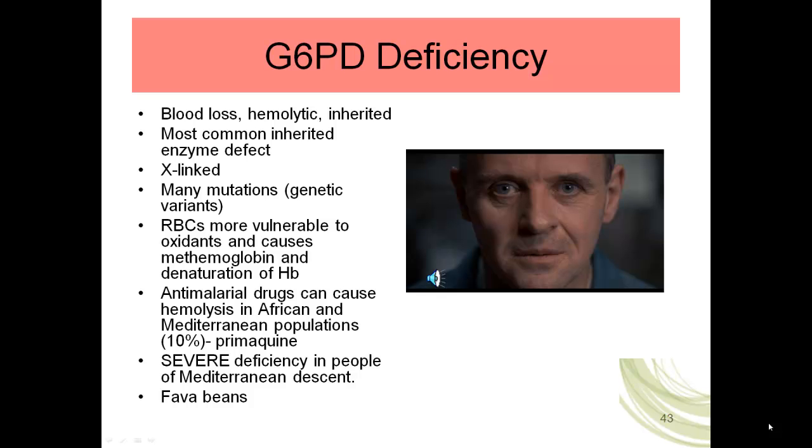So the red blood cell accumulates far more damage more rapidly, causes denaturation of proteins. The red blood cells can't get through the reticular fibers. They are more quickly removed from circulation.